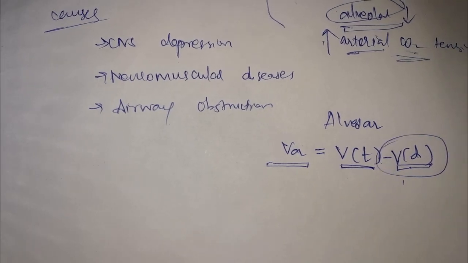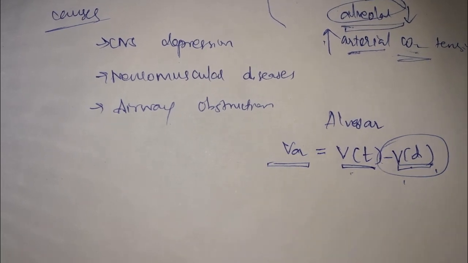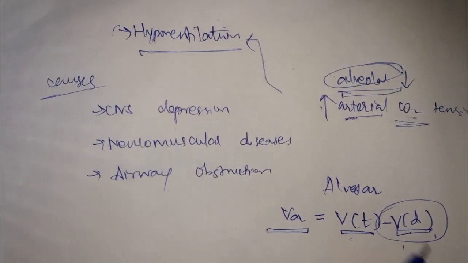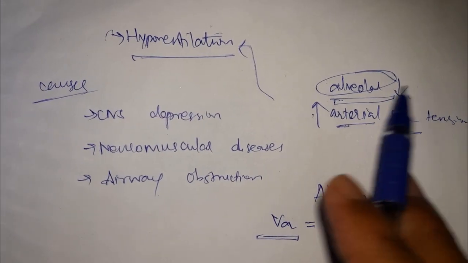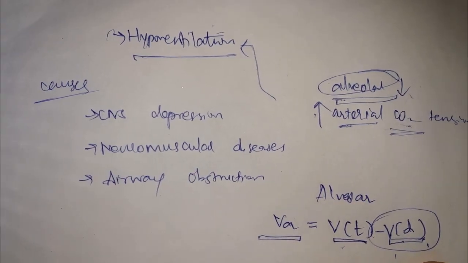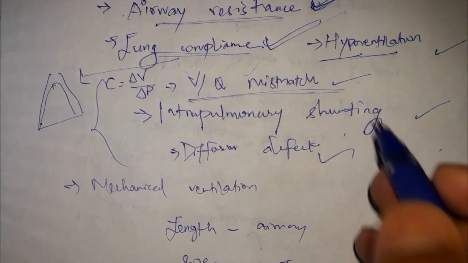Okay, tidal volume minus dead space volume is equal to alveolar volume. This is all about hypoventilation. Hypoventilation means only two things: alveolar ventilation is reduced, and arterial CO2 tension is increased. That's it. Then come to the next topic, that is VQ mismatch.